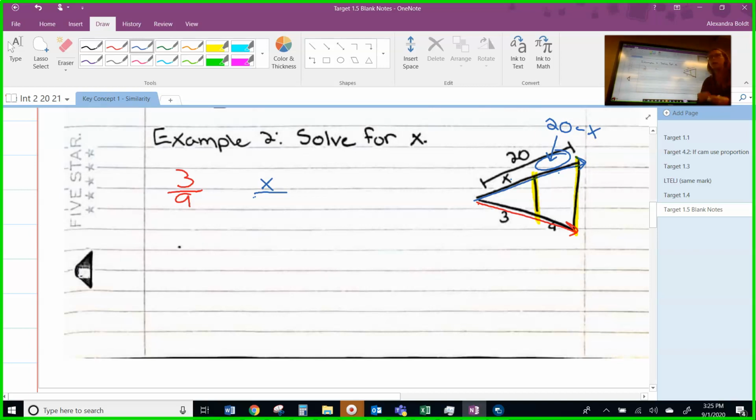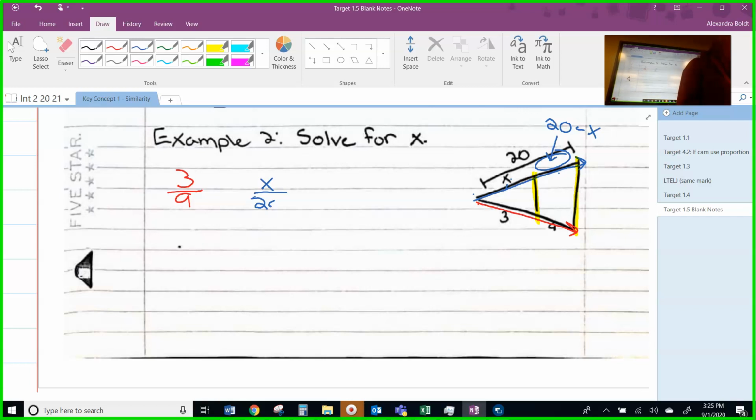Right? And it's going to be 20 minus x. I'm not going this whole distance. I'm cutting off the part that is x, or taking that away. So this is actually going to be x over 20 minus x.